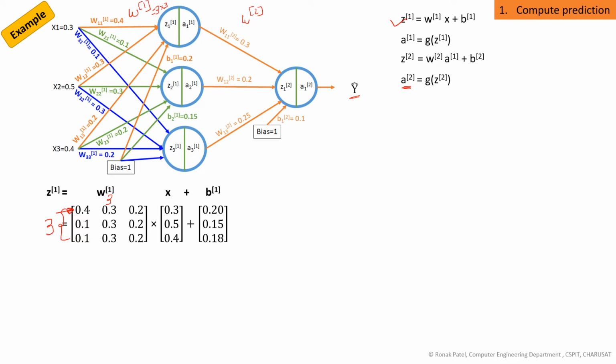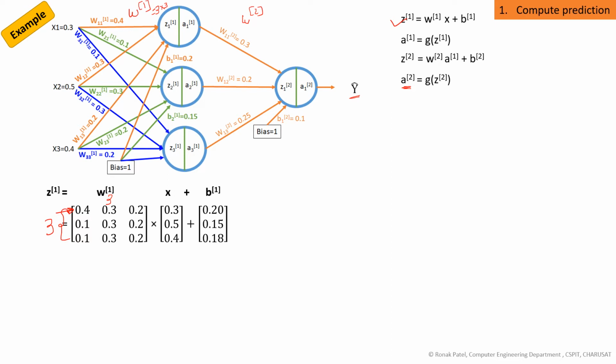If you write capital X, it means all training examples, and you stack each training example horizontally, like this. The first column is the first training example, the second column is the second training example, likewise. But here, for this example, we are taking only one training example.